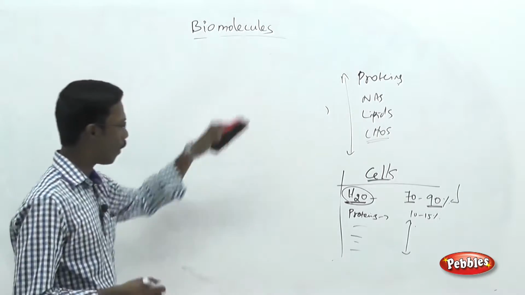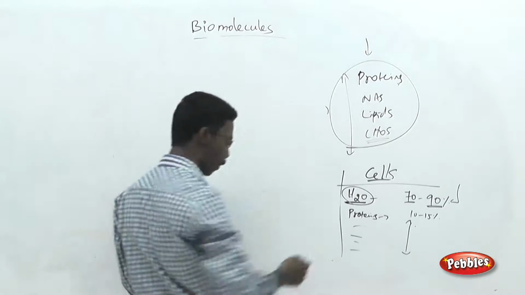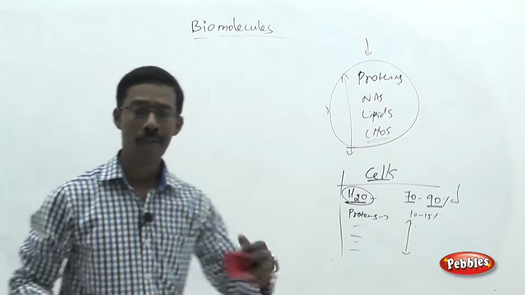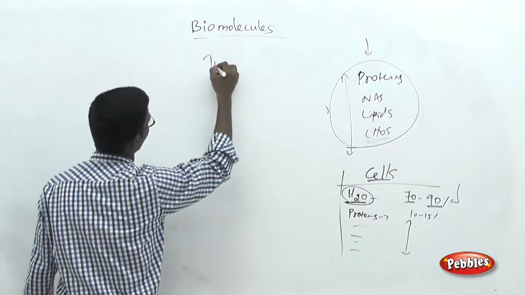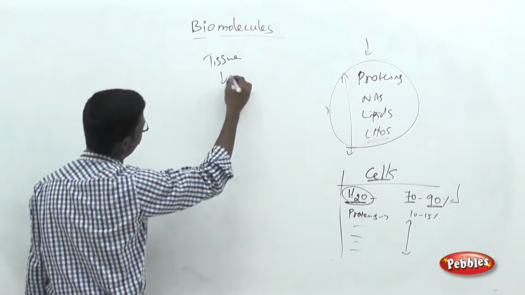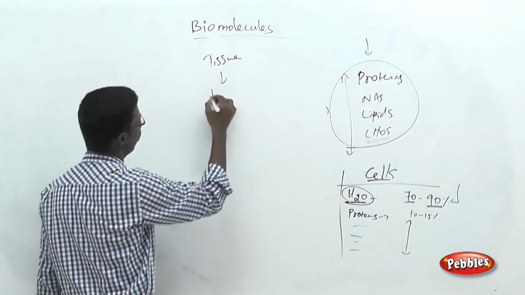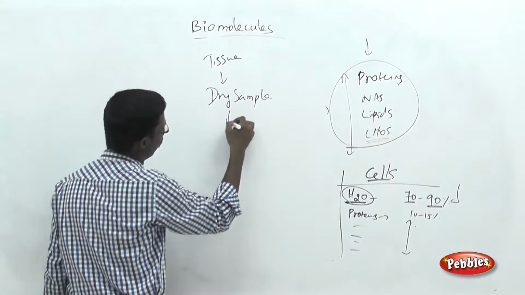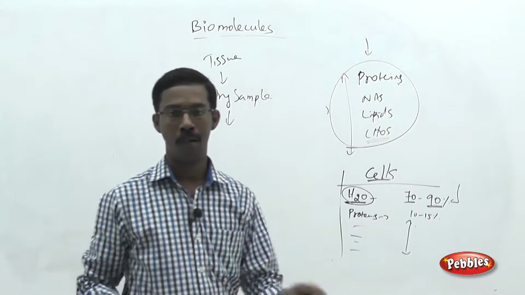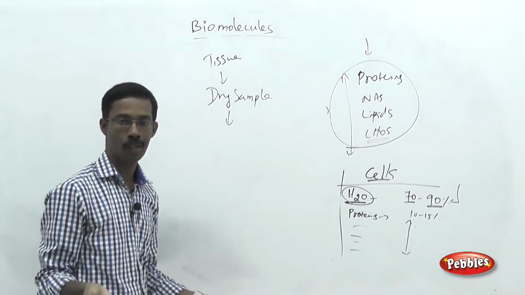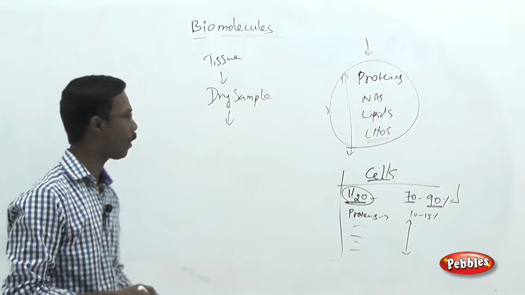As I told you, you get the organic fractions from the acid analysis. How can we get the inorganic compounds from the same tissue? Again, you take the tissue and prepare a dry sample. How will you prepare the dry sample? Suppose you have taken a leaf sample, you have to completely dry it so that the water from the leaf sample evaporates.